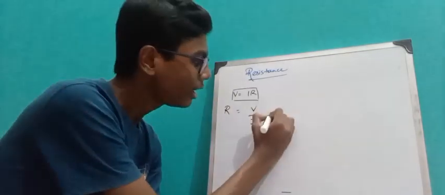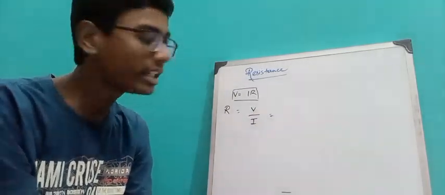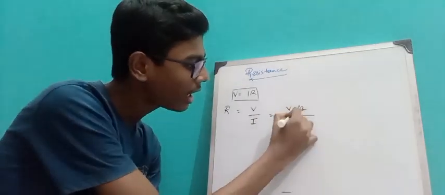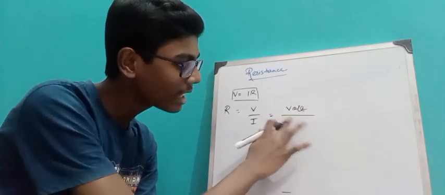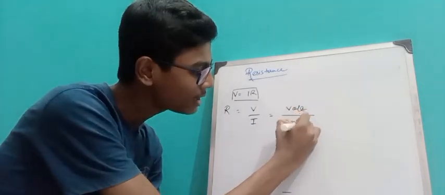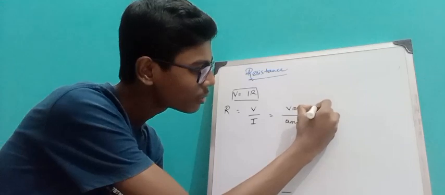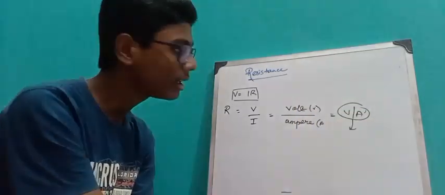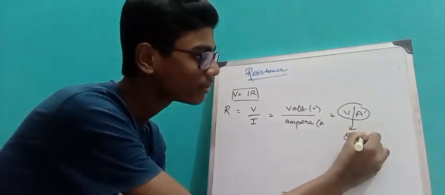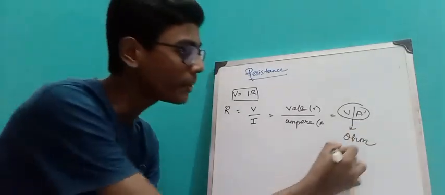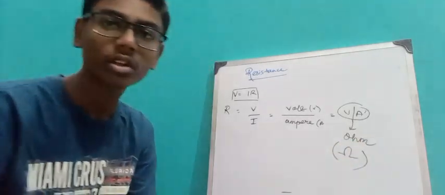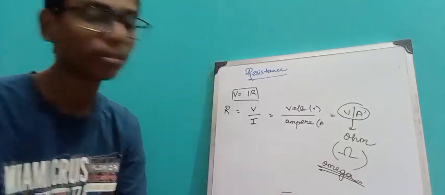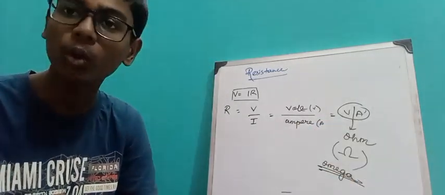If we go to the unit, V means volt, represented by small v, and current I has the unit ampere, that is A. So the unit is volt per ampere. This volt per ampere is also written as ohm, and ohm is represented by omega. Omega is nothing other than a Greek letter, but it is the representation of ohm.